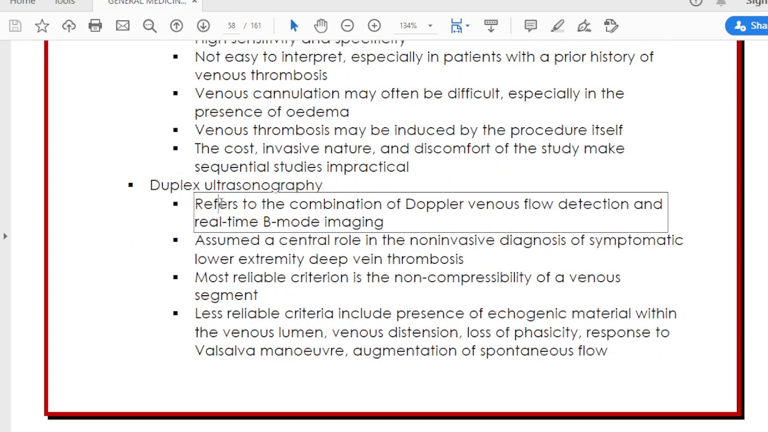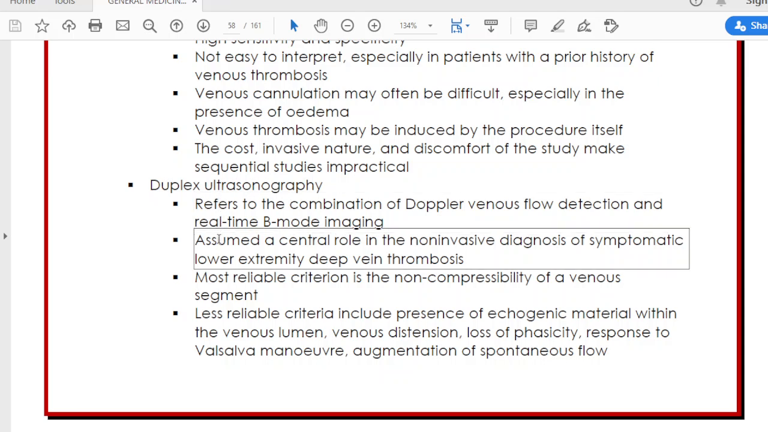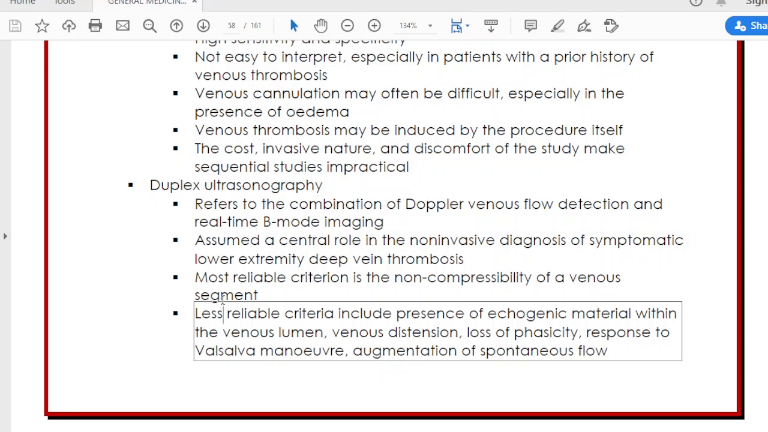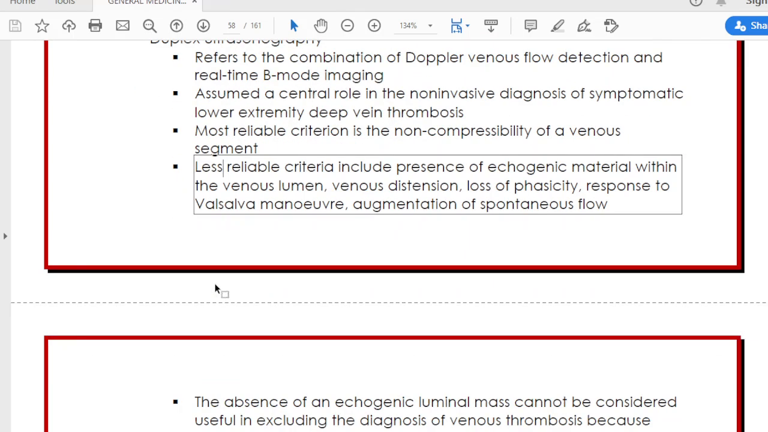Duplex ultrasonography refers to the combination of Doppler venous flow detection and real-time B-mode imaging. Assumed a central role in the non-invasive diagnosis of symptomatic lower extremity deep vein thrombosis. Most reliable criterion is the non-compressibility of a venous segment. Less reliable criteria include presence of echogenic material within the venous lumen, venous distension, loss of phasicity, response to Valsalva maneuver, augmentation of spontaneous flow.